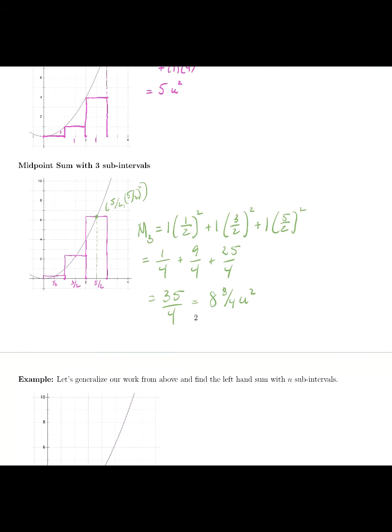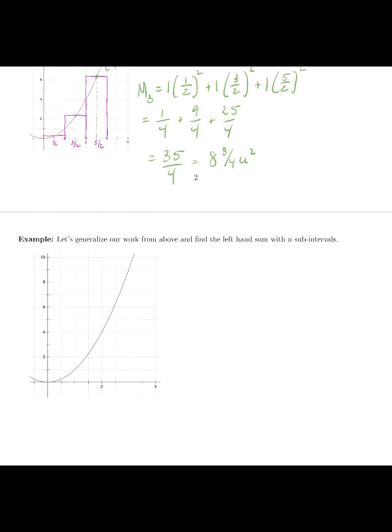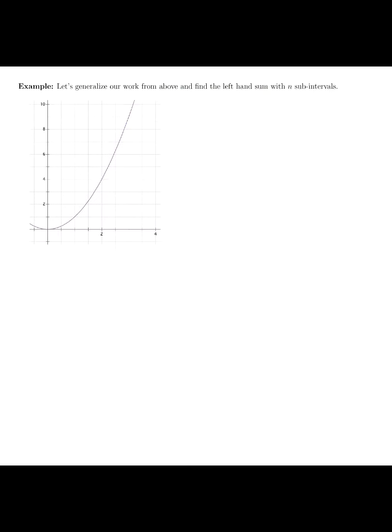All right, you can imagine now that if we did more and more subintervals, if we went to 6 or 12 or 24, the narrower our rectangles would be and the better our estimate would be. So that's where we're heading in the long run. On the activity, you can try to calculate these sums with 6 subintervals and see that you get better estimates than with 3 subintervals. Okay, we want to generalize this work just a little bit.